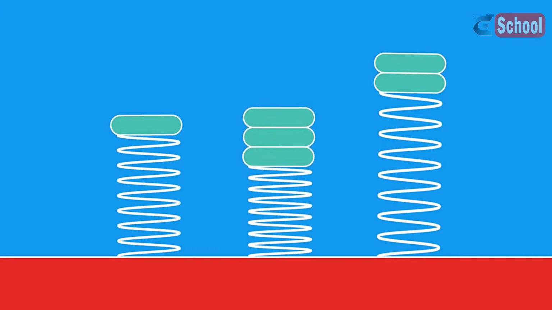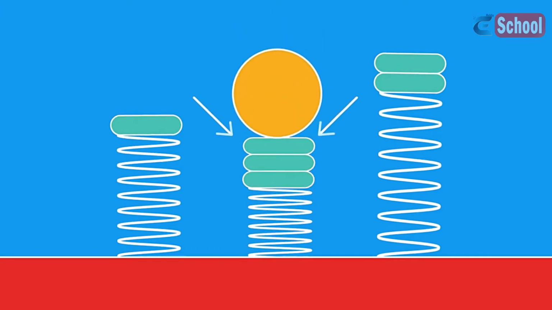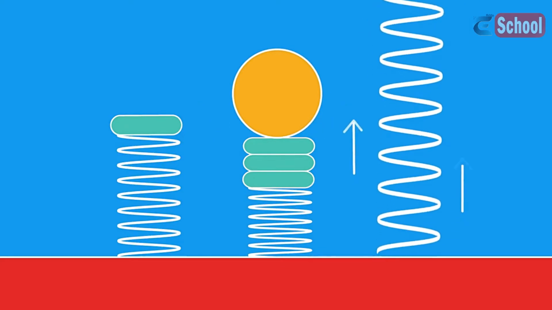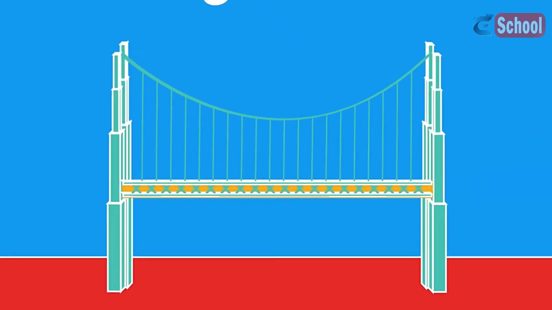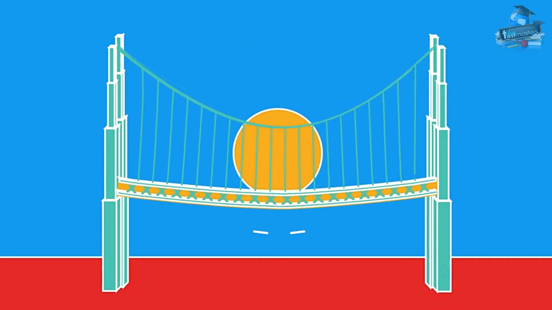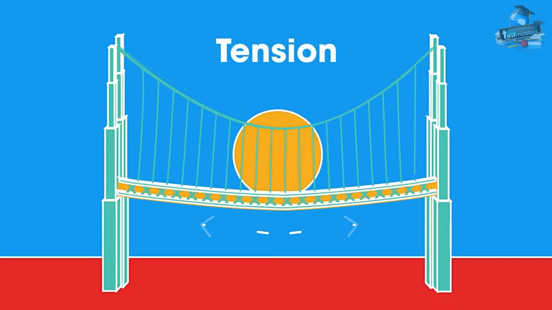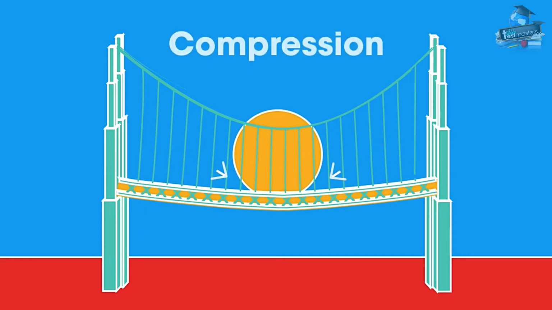When a force is exerted on a spring, it will either compress, so push the springs together, or stretch the spring if the weight is hung on it. Some objects, like bridges, will also behave like springs. When a weight is placed on a bridge, parts will be stretched and under tension. Other parts will be squashed together or compressed.